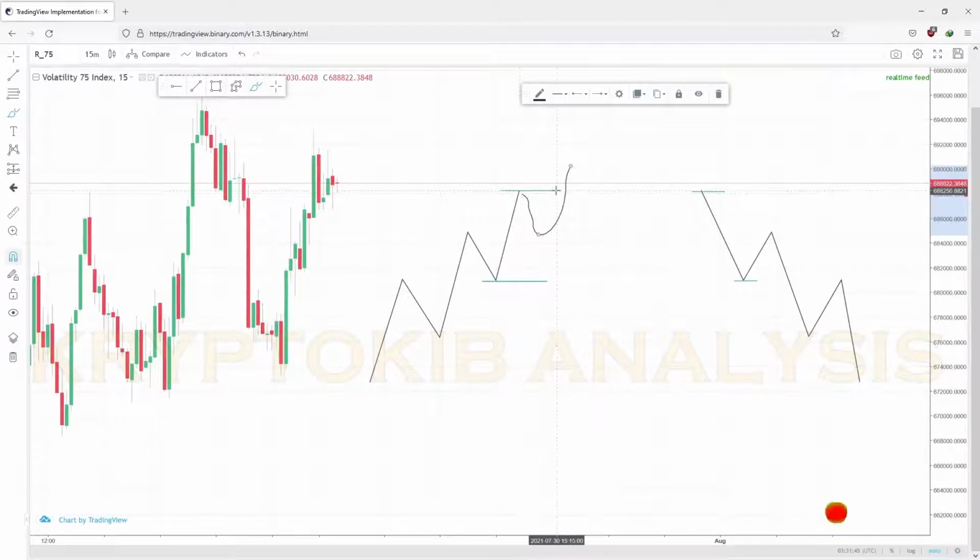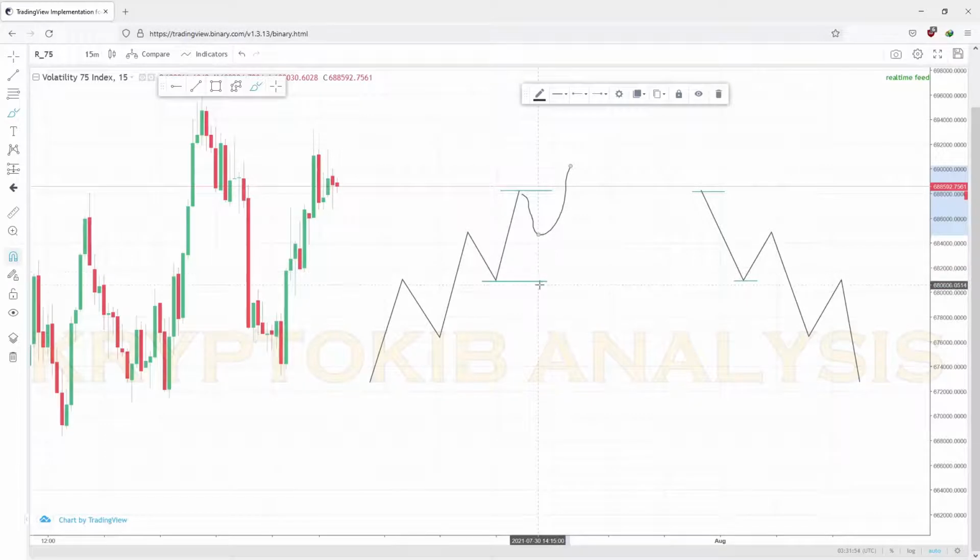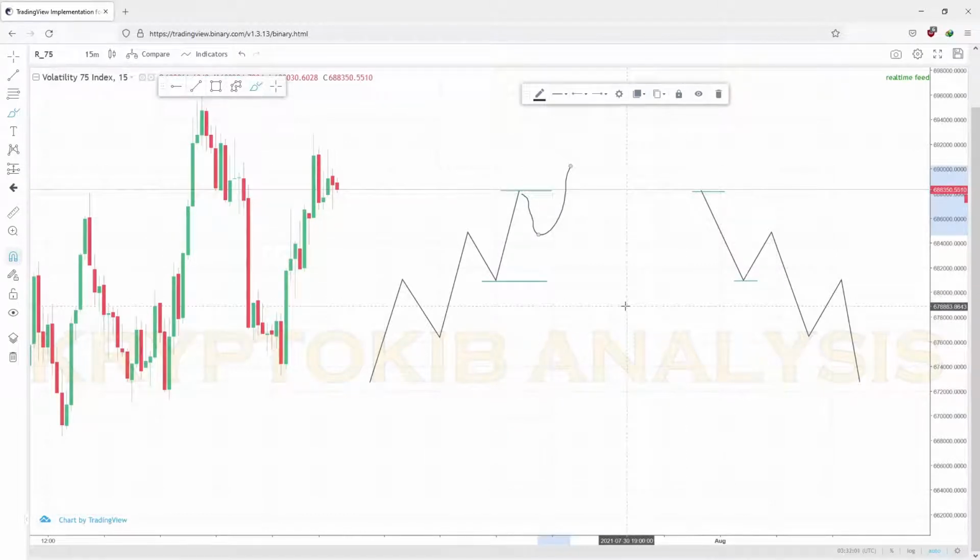If this side refuses to break, then probably we are entering into a range until either this side is taken out with a close, or this low is also taken out with a close. That is why these two levels are the most important levels when talking about market structure.